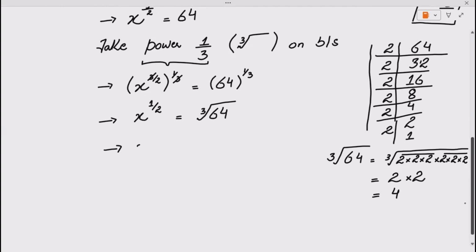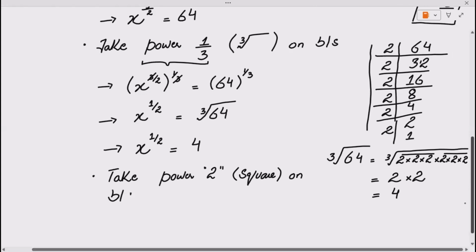So actually x raised to the power half equals what we got? 4. Now again there is a power half and we have to remove it. So what we can do? Take power square on both sides. Power 2. Power 2 means square. In mathematics we call it square on both sides.